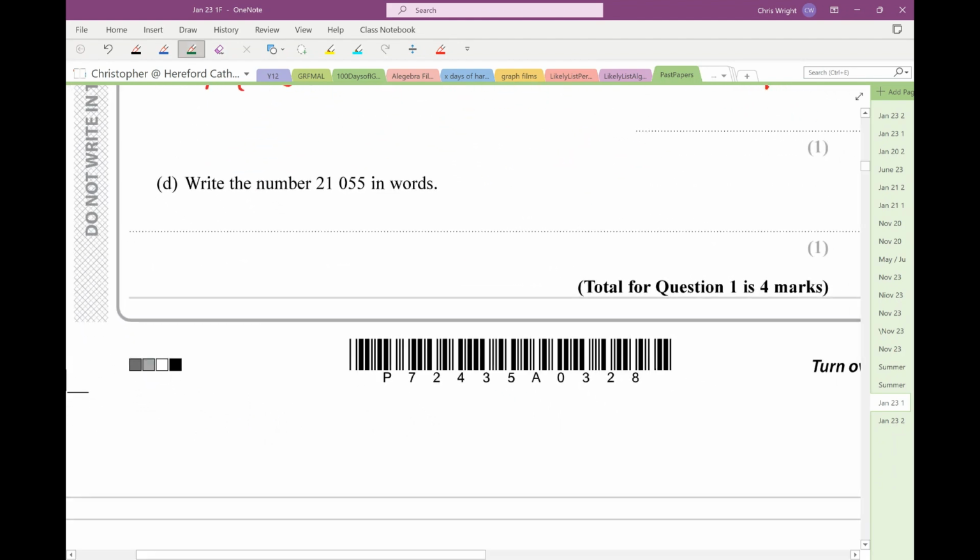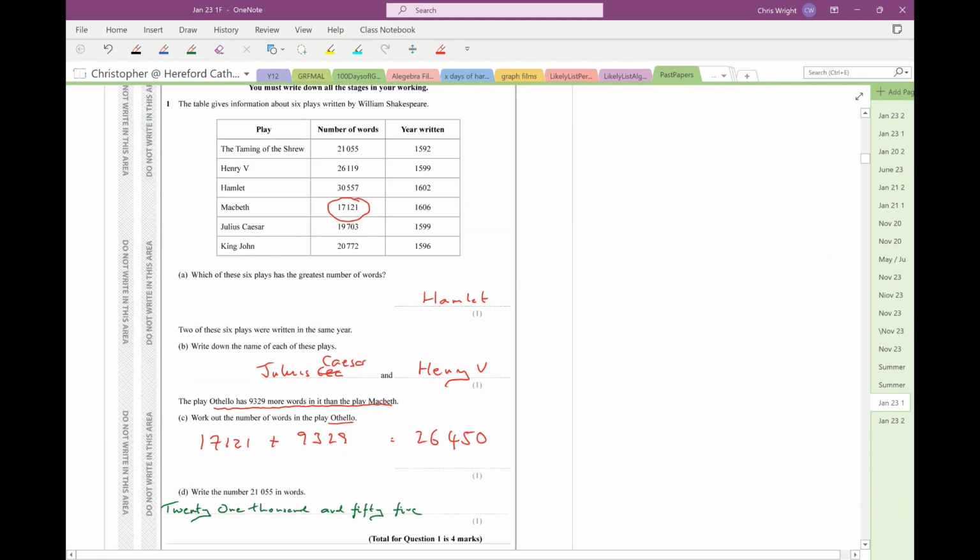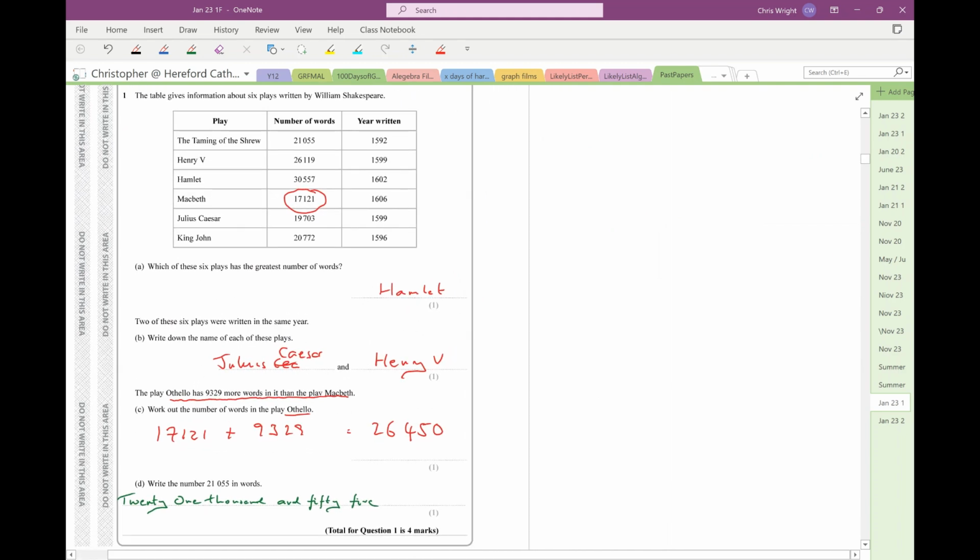And part D, write this number in words. Well, that is 21,000, no hundred, so 21,055. And that is question 1 finished.